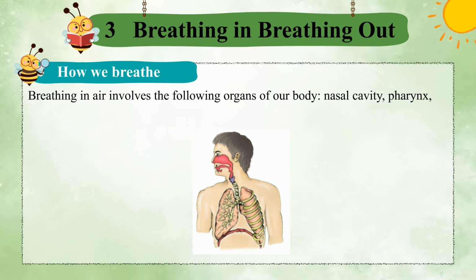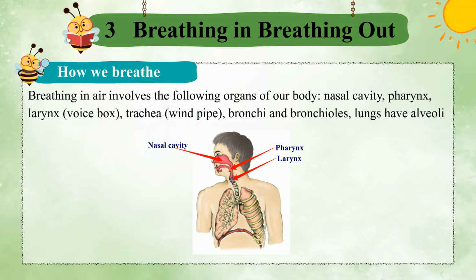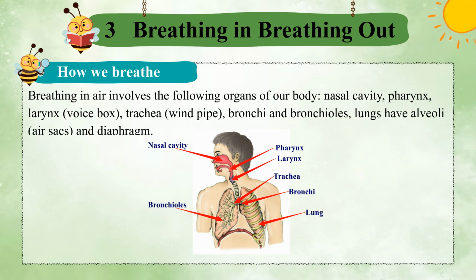Breathing in air involves the following organs of our body: nasal cavity, pharynx, larynx (voice box), trachea (windpipe), bronchi and bronchioles. Lungs have alveoli (air sacs), and diaphragm.